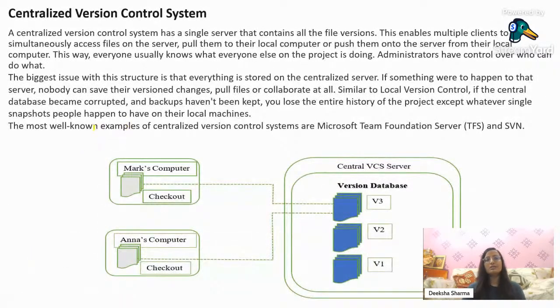In that case, you need to be connected first of all to the internet. So you don't have any backup available, so you lose the entire history of your project, and you always need to connect with the internet. Here you can see the different examples: TFS, Team Foundation Server, and SVN. These two types of version control are examples of a centralized version control system. I hope some of you have heard about TFS. So TFS and SVN are examples of CVCS.